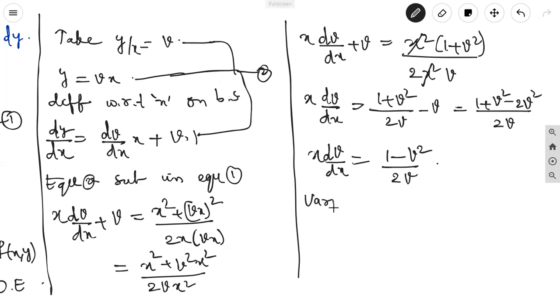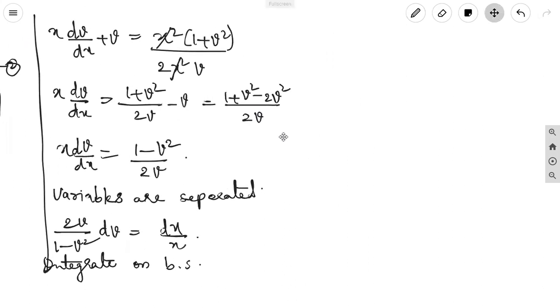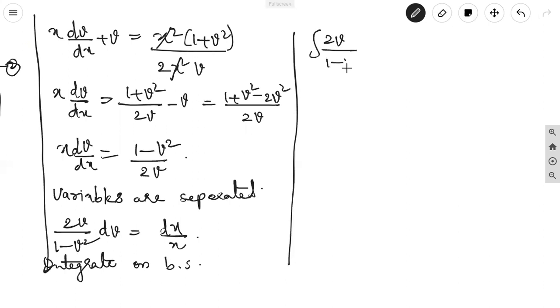Now we use the variables separable method. Variables are separated, so 2v by 1 minus v square dv equals dx by x. Now integrate on both sides. Integral of 2v by 1 minus v square dv equals integral dx by x plus c.